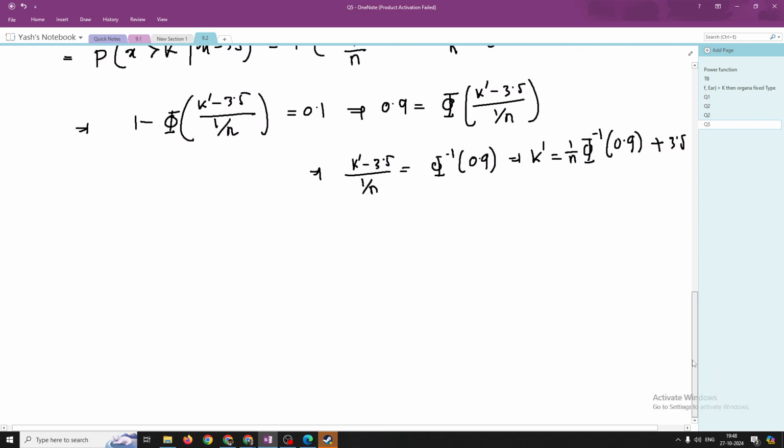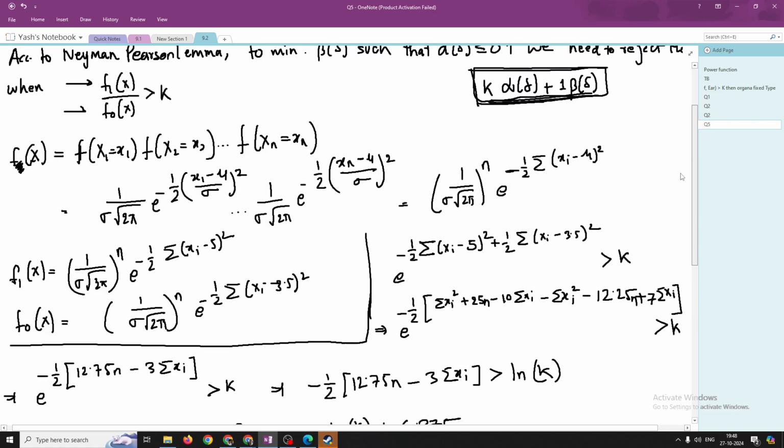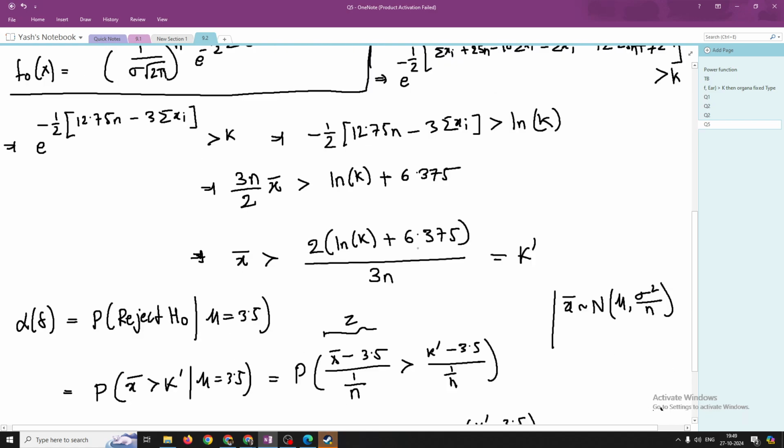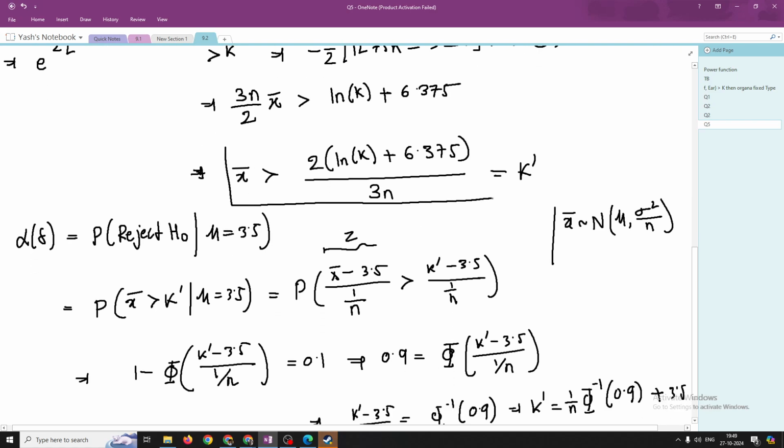So what did we do actually? We used the Neyman-Pearson lemma to minimize a general linear combination of the two errors, for some general linear combination. To minimize any such general linear combination, my test should have a form where I reject H naught when my sample mean is greater than some constant. Now I need to pick this constant very carefully.